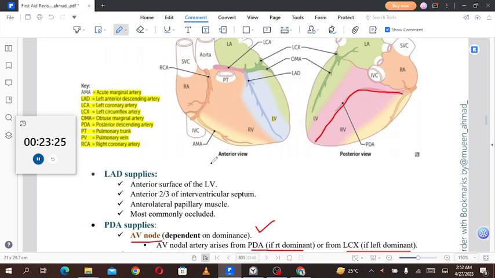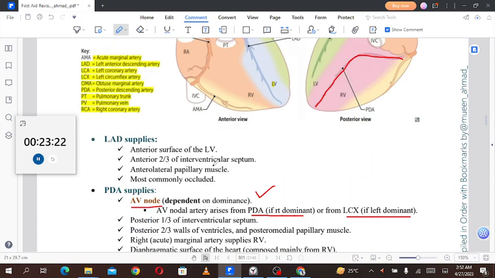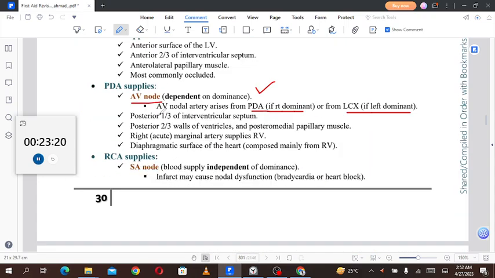Posterior descending artery, right? The AV nodal artery is coming from the posterior descending artery, and if so, basically it is the same thing, just annotated in a different way. It is a different way of presenting the same thing that I previously told you, that the AV nodal artery is a branch of the posterior descending artery.